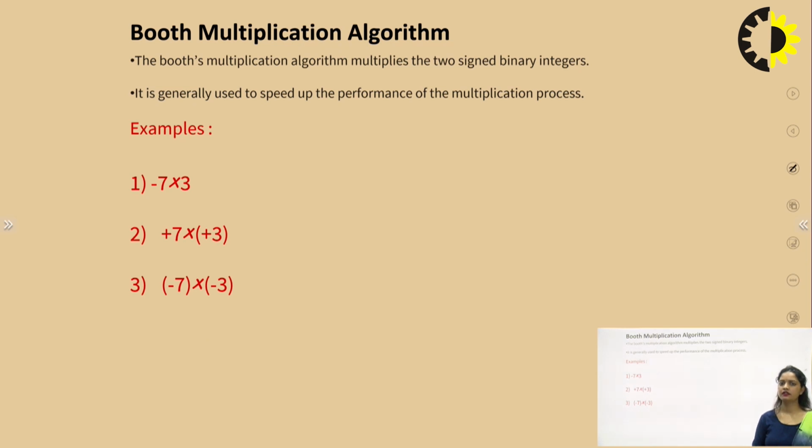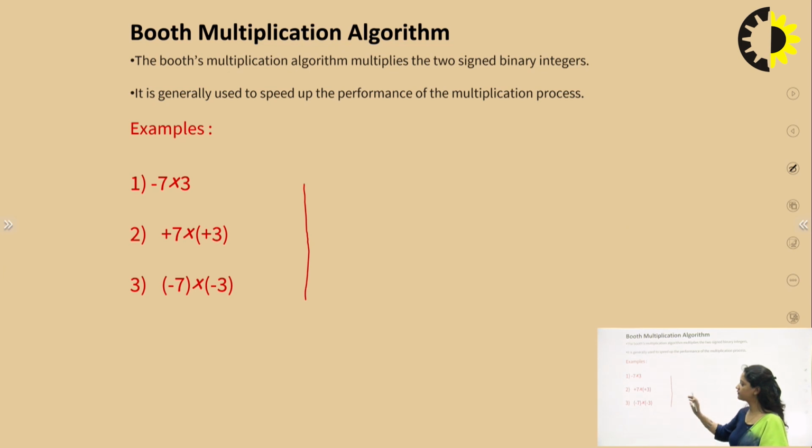As we discussed earlier, we have signed numbers and unsigned numbers. Signed numbers contain positive and negative signs within themselves, whereas for unsigned numbers, we consider them to be positive always, so we are not considering their signs. So here are a few examples by using which we can explain our Booth multiplication algorithm.